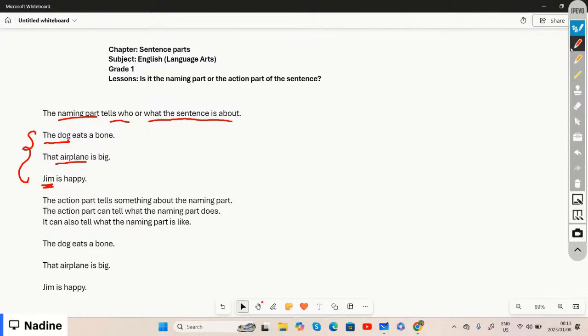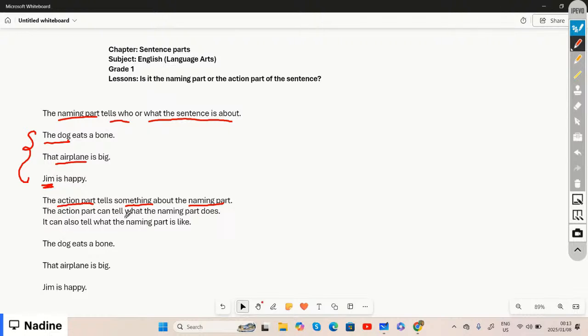Well done. So now we're going on to our action part. It's almost like the verb. The action part tells us the action that the person, thing, or animal does. It tells us something about the naming part. So it tells us what the naming part is doing.